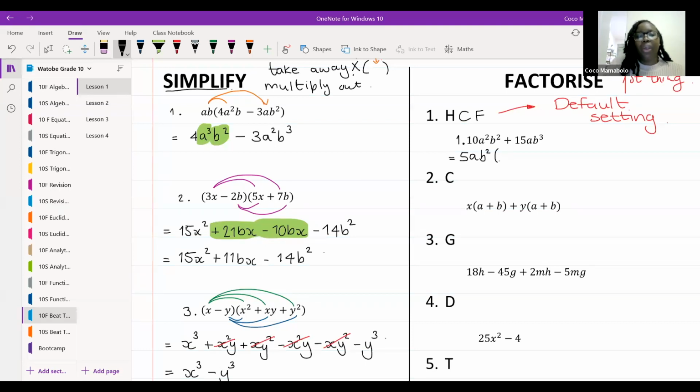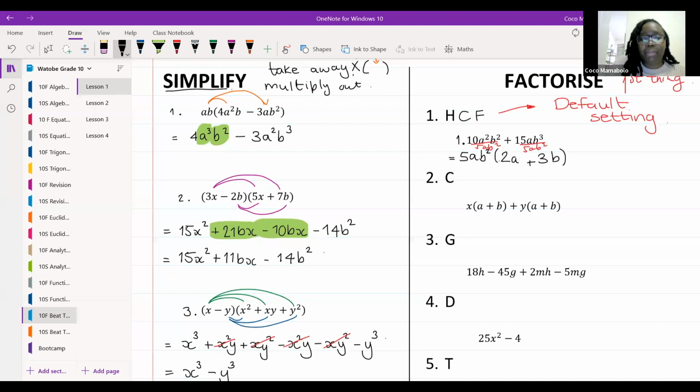And then remember, when we are factorizing, we're literally doing the opposite of simplifying. Instead of multiplying in, we are going to divide. So I'm going to take this whole thing and divide it by 5ab squared. If I divide this by 5ab squared, I'm going to have 2a left plus 3b.